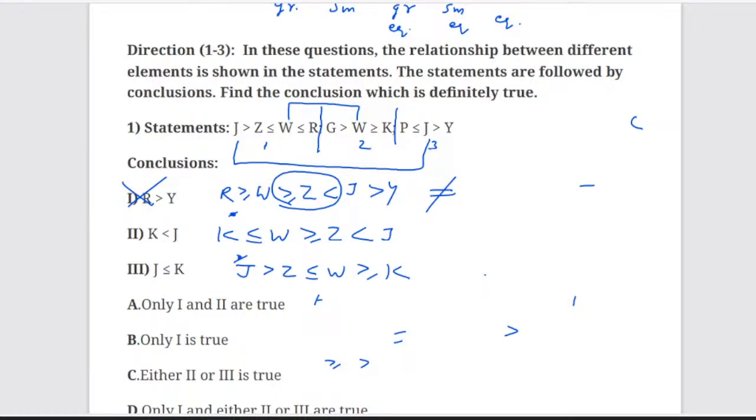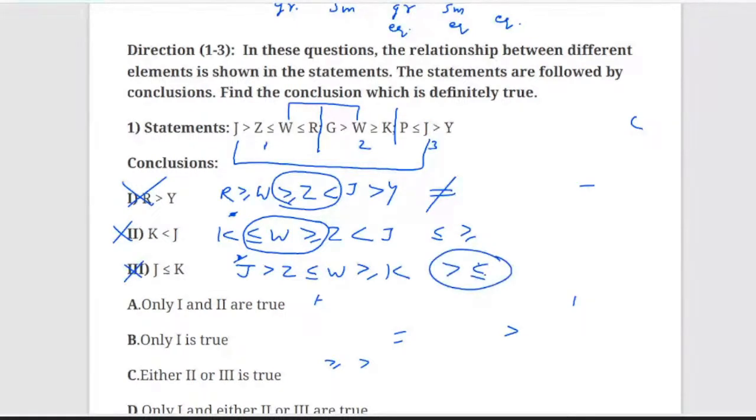Second, K is less than equal to W and greater than equal to W. Again, these two symbols, less than equal to and greater than equal to, come together. So again, answer will be wrong, because again, answer will be C and D, cannot be determined. Conclusion number third, J is less than equal to K. Again, just like the previous one, the answer cannot be determined because we have less than and greater than and less than equal to at the same time. So again, this answer will be wrong.